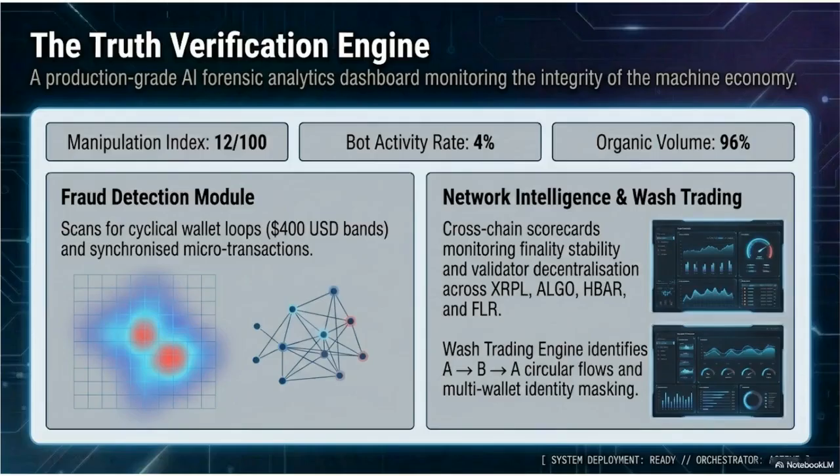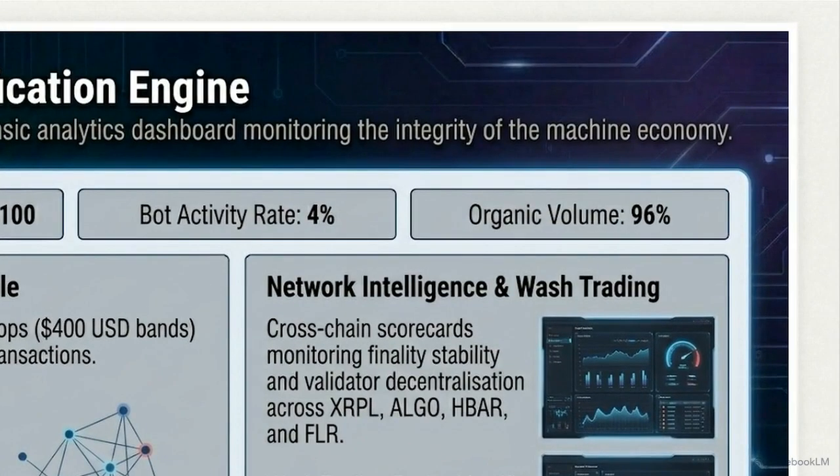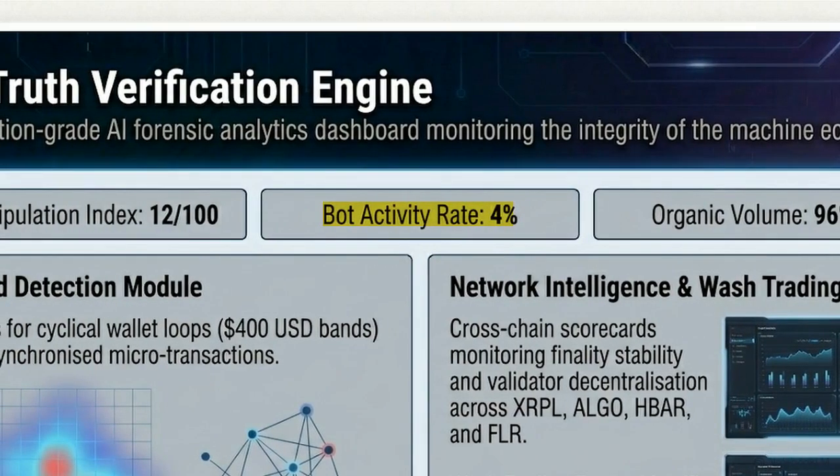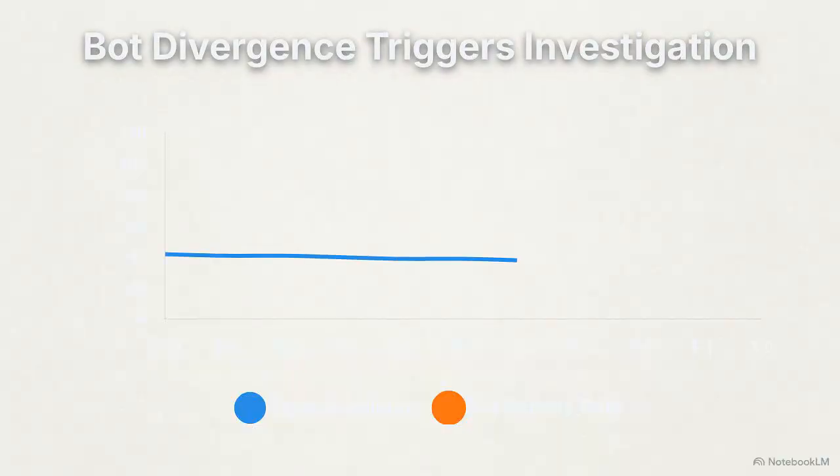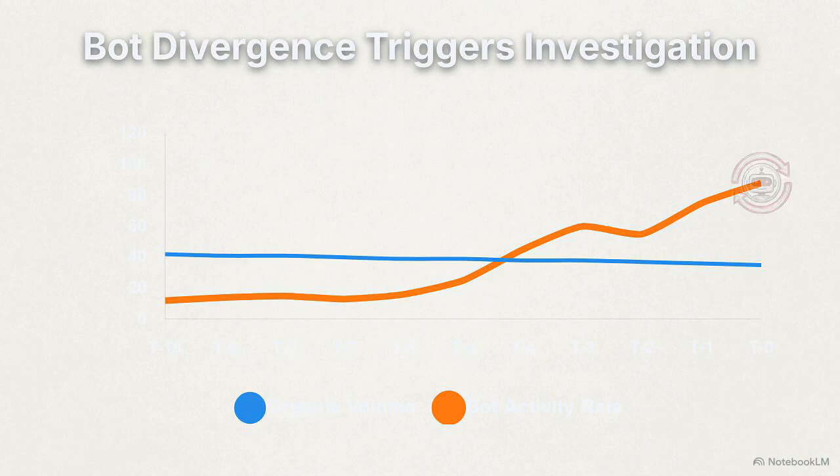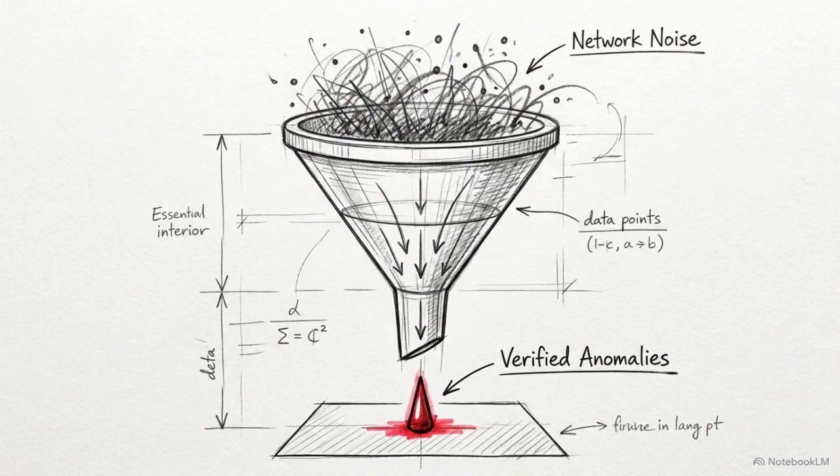This top dashboard strip displays your core metrics. Specifically, look at the manipulation index, the bot activity rate, and the organic volume. Take note of these percentages. Organic volume represents real human economic activity. The bot activity rate measures the automated, synthetic engagement used to artificially inflate market presence. If that bot activity rate rises, while organic volume remains flat or declines, you have a live target for a deeper forensic investigation. Establishing these network baselines first prevents you from wasting resources on false positives during your audit.